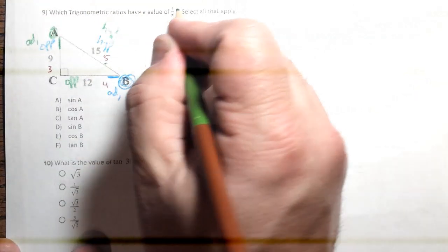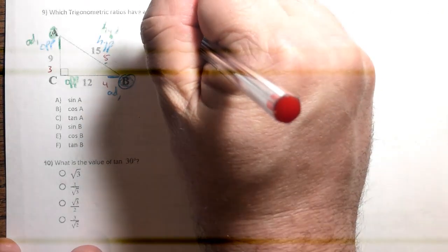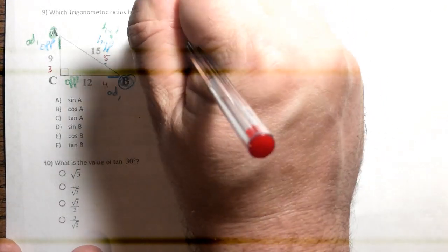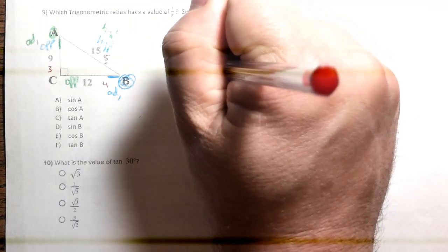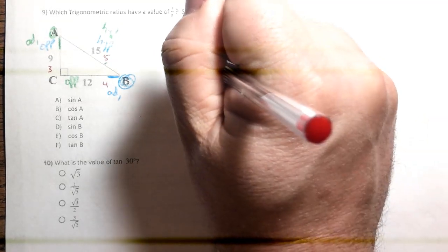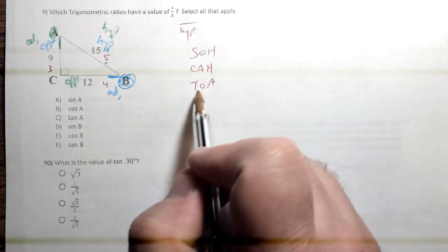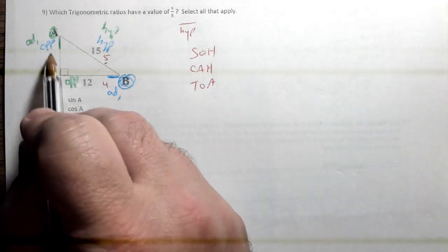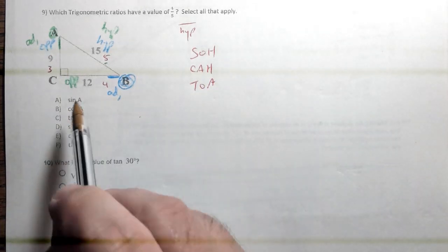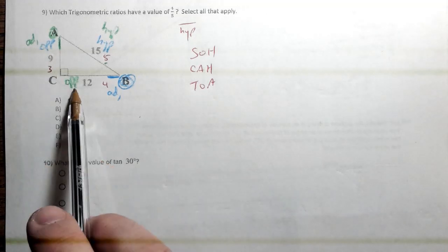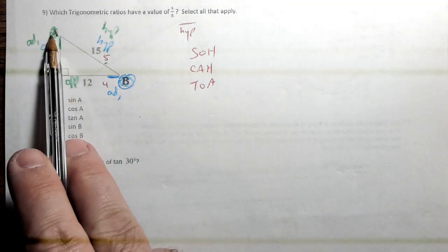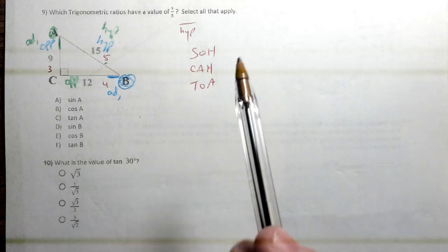So if we need 5 on the bottom, so this is the hypotenuse we need. And then the 4 is going to be the adjacent for B. So, SOHCAHTOA. Sine is opposite over hypotenuse. Cosine is adjacent over hypotenuse. We're not using tan because we're not using this side. So it's going to eliminate the opposite for B, and it's going to eliminate the adjacent for A, so no tangent.